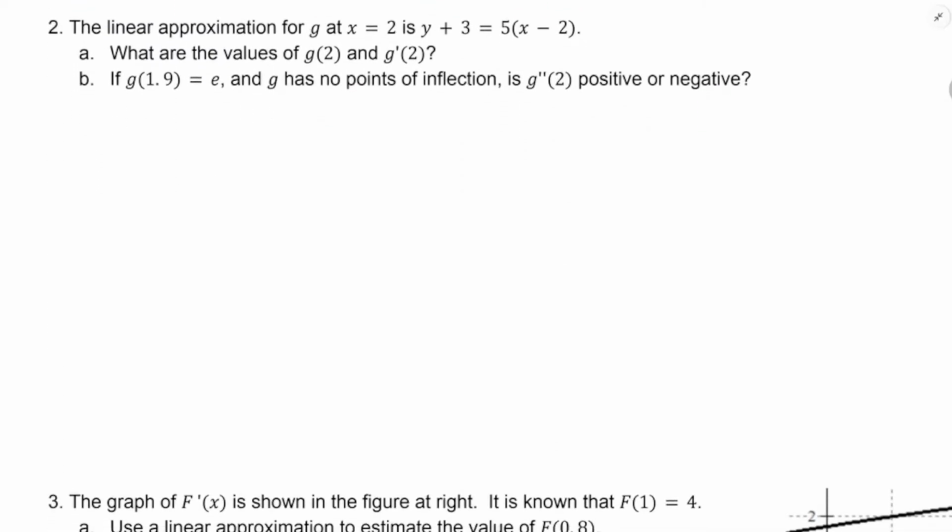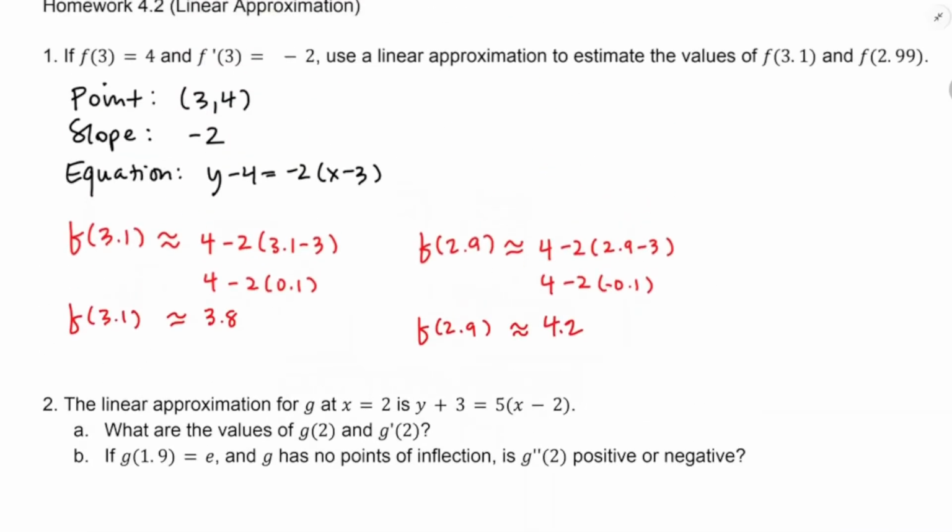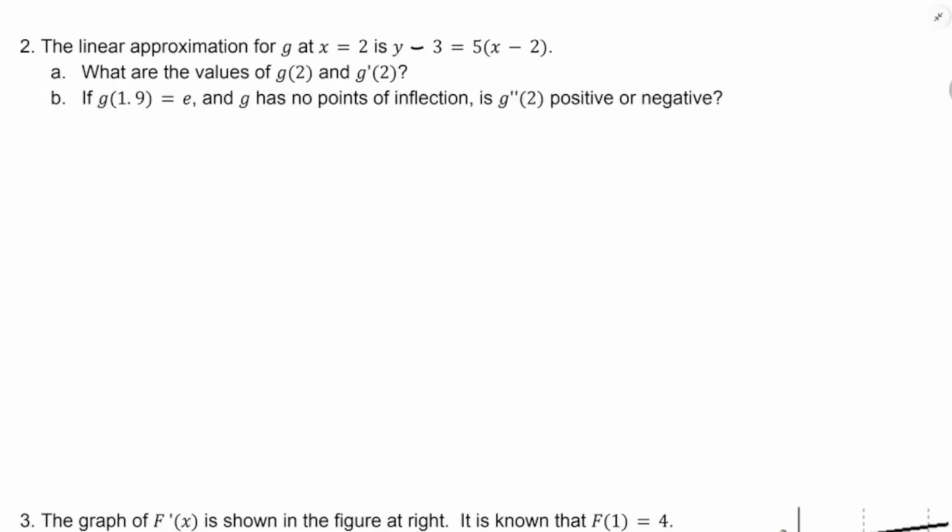Right. The linear approximation for g at x equals 2 is y plus 3 is 5 times x minus 2. Pardon me, I must have misspoke. I think I meant y minus 3 equals 5 times x minus 2. I forgot that was a change I was going to make. Okay, so what are the values of g of 2 and g prime of 2?